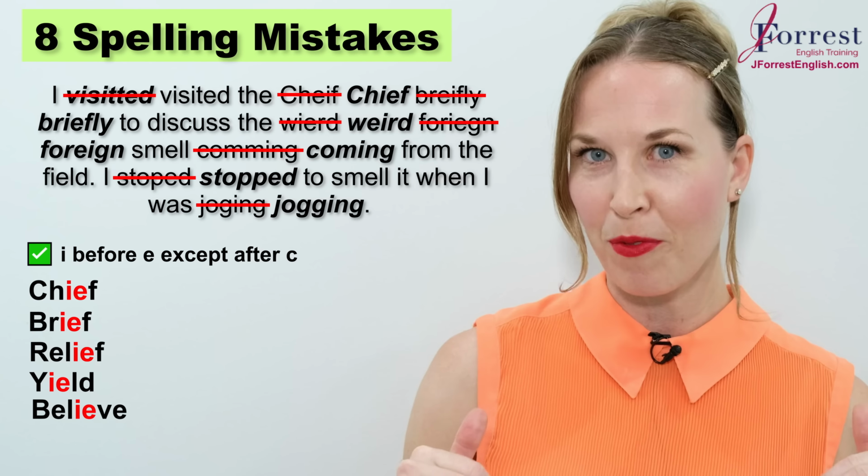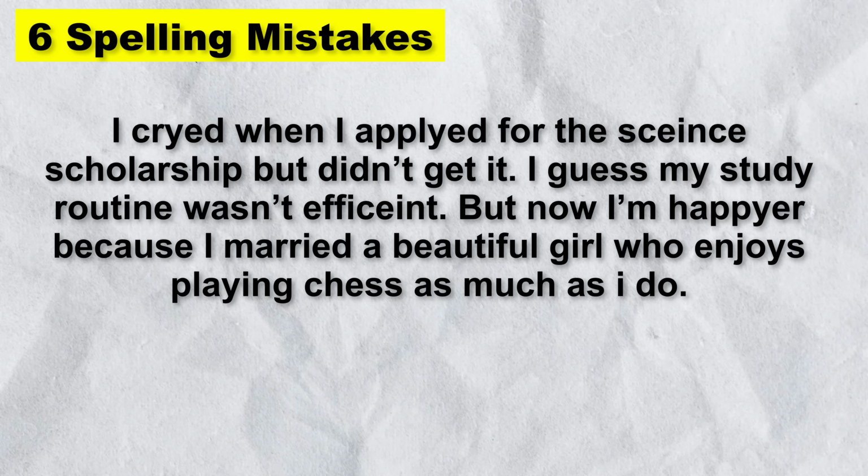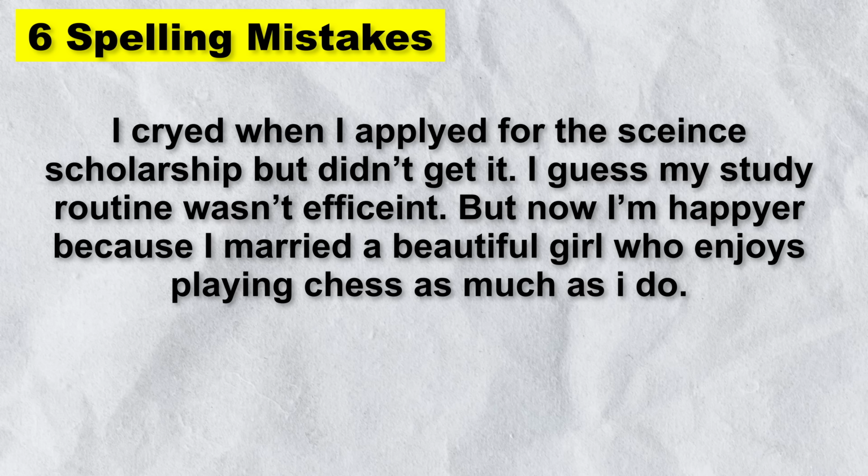Well, there are many exceptions to the I before E except after C rule, and weird and foreign are 2 of those exceptions, along with neither, science, and there. More exceptions are in the free PDF. Are you ready for another spelling test? Here's the paragraph. "I cried when I applied for the science scholarship, but didn't get it."